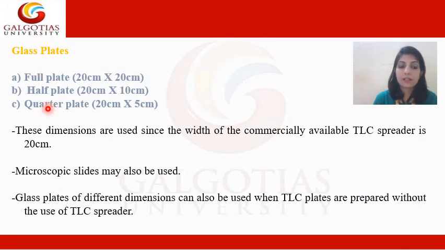Then you can have glass plates like full plate 20 by 20, half plate 20 by 10, quarter plate 20 by 5 centimeters. So these are certain dimensions. You can have either full plate, half plate or quarter plate. This is your length and this is your width. These dimensions are used since the width of the commercially available TLC spreader is 20 centimeters. Microscopic slides can also be used for your separation purpose. Glass plates of different dimensions can also be used, and generally for pouring we can use a TLC spreader.